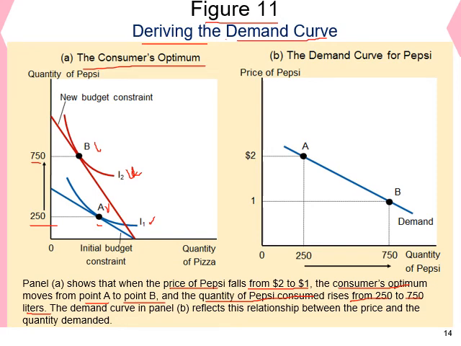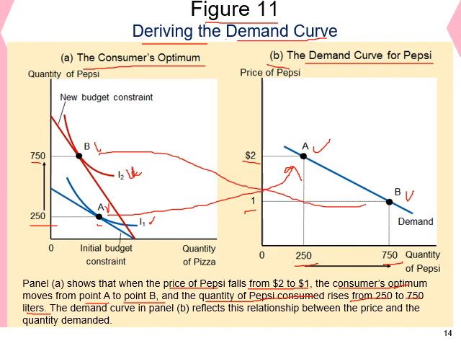On the other hand, panel B displays the demand curve for Pepsi. At the higher price of $2, the consumer will buy 250 liters, so that is point A. At the lower price, the consumer will consume 750, that is point B. You can see that point A is reflected by this point, which is on the lower indifference curve. Point B is reflected by this point, which is on the higher indifference curve.